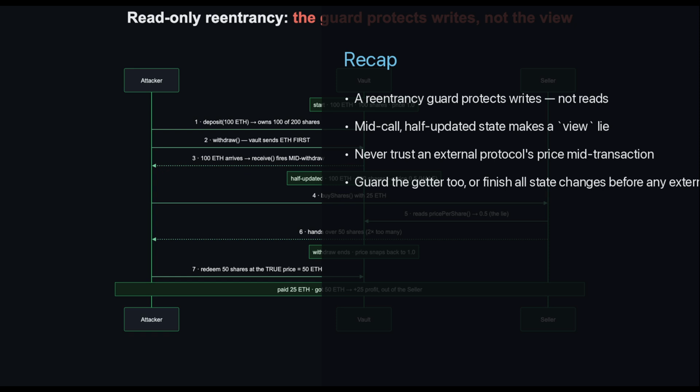Quick recap: a reentrancy guard protects the function that changes state, but it does nothing for a view read in the same transaction. Halfway through a withdrawal, state is half updated, so that view returns a number that's briefly wrong. The fixes: guard the getter as well, or better still, finish every state change before you ever hand control to an outsider. The lesson that runs through all of DeFi: a value you can read at the wrong moment is a value someone can weaponize.